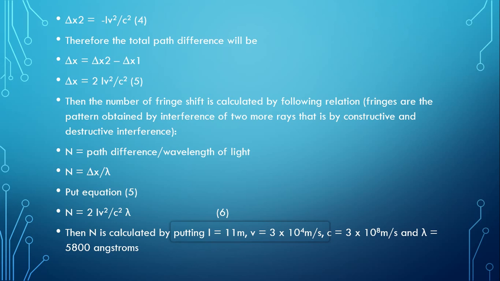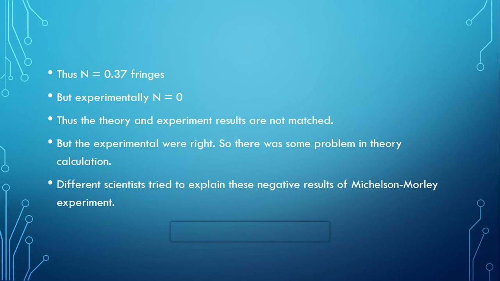N is calculated by putting these values, and then we get N equal to 0.37 fringes. But experimentally N equal to 0. Thus the theory and experimental results do not match, but the experiment was right. So there was some problem in the theoretical calculation. Different scientists tried to explain this negative result of the Michelson-Morley experiment.